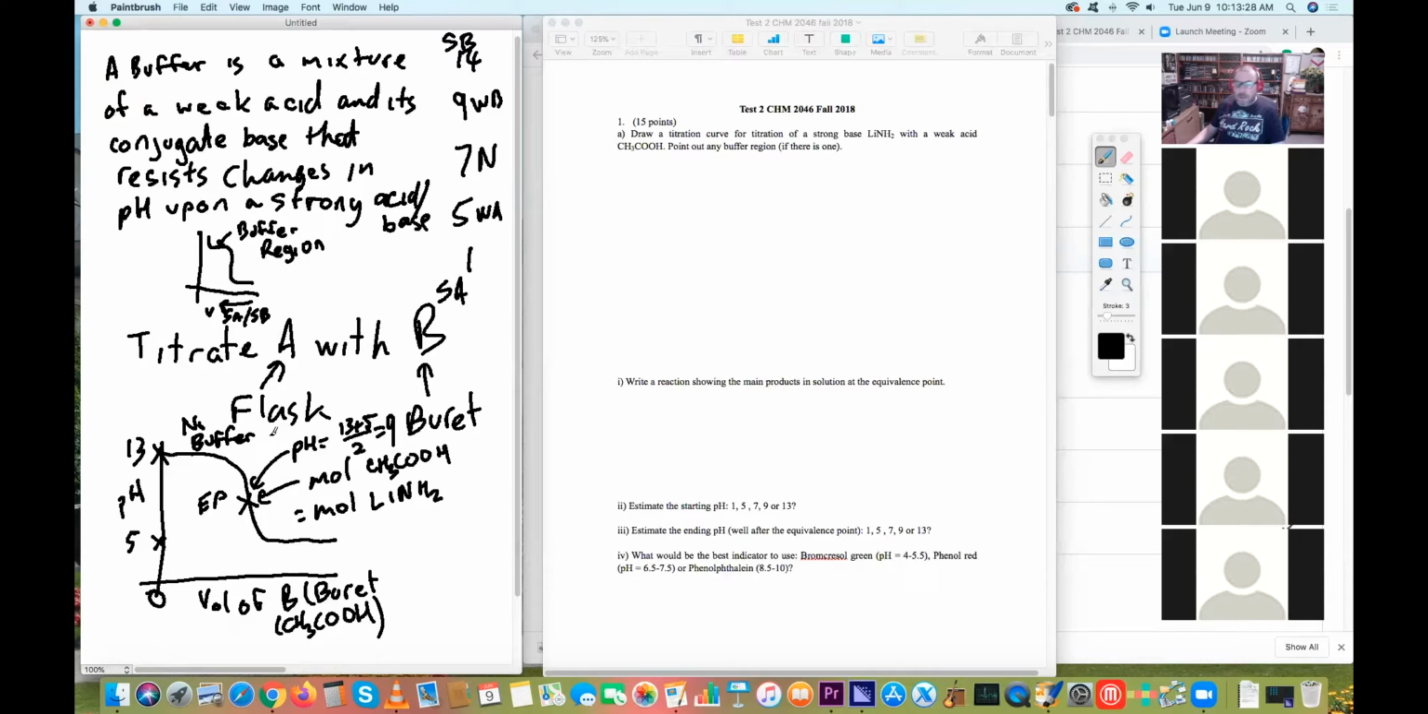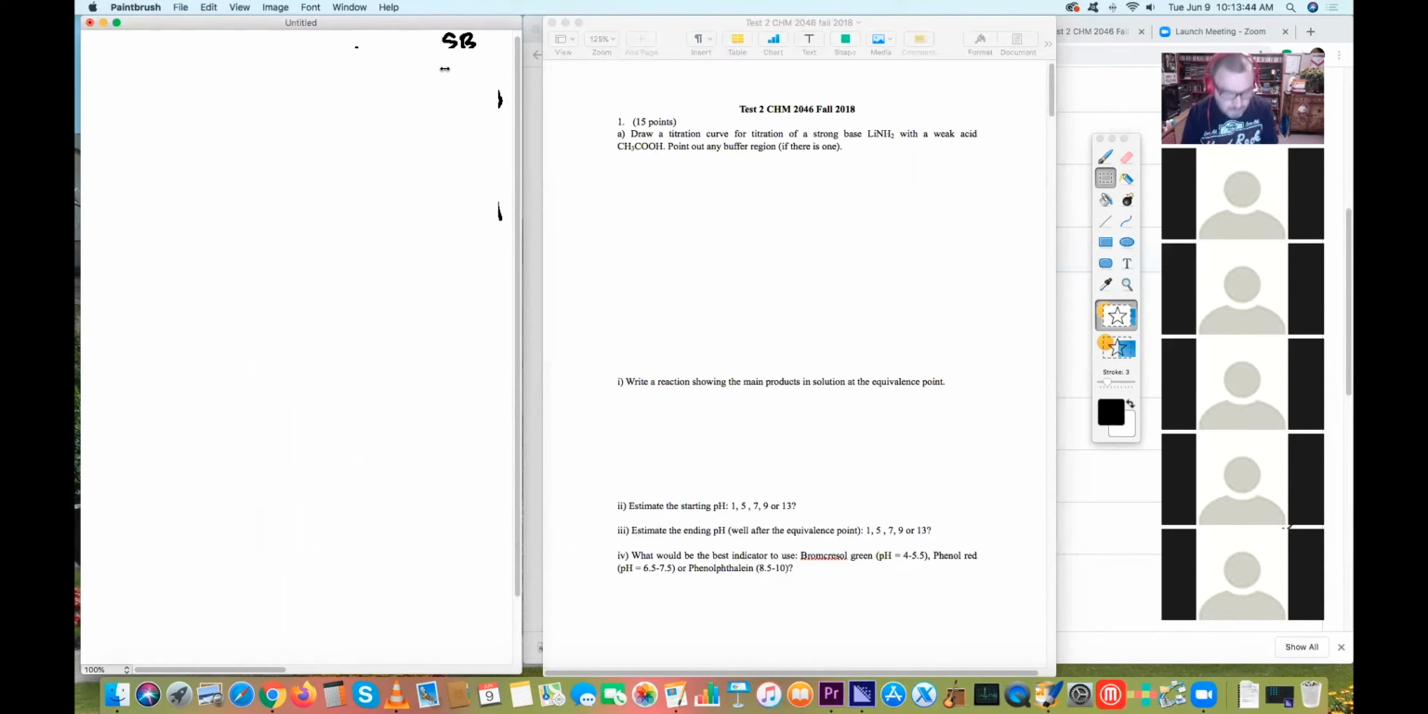All right, the next part, and I think this is probably the hardest part of the problem. Doing the titration curve usually doesn't annoy people that much. What does annoy people though is the reaction we're getting here. So let's look at the reaction, and we're looking for the reaction at the equivalence point. Remember, that's when equal amounts of each have been added.